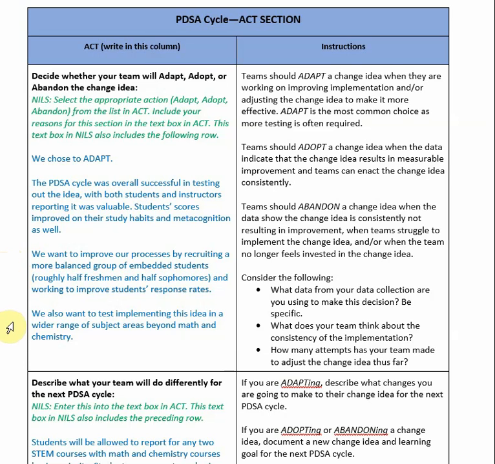Then the third point of rationale. We also want to test implementing this idea in a wider range of subject areas beyond math and chemistry. That is a way to adjust the change idea, again supporting the adapt rationale. You only want to do the adopt option when you have consistency and when you feel that it has been tested widely enough that you can then focus more on scaling rather than testing. In this case, these 2 points of rationale support that the improvement team wants to learn more and learn in a wider context before they focus exclusively on scaling.